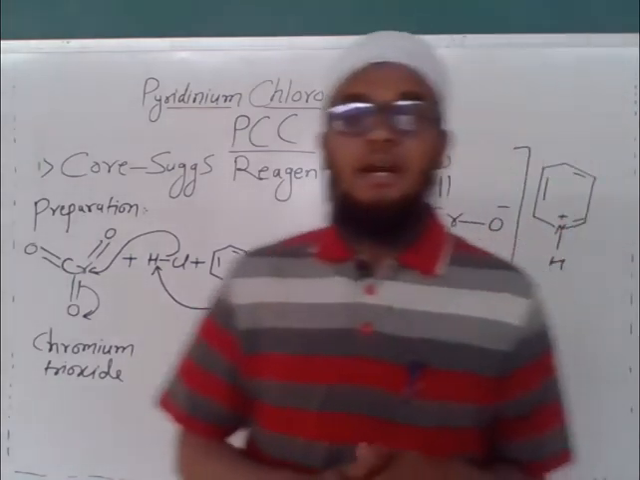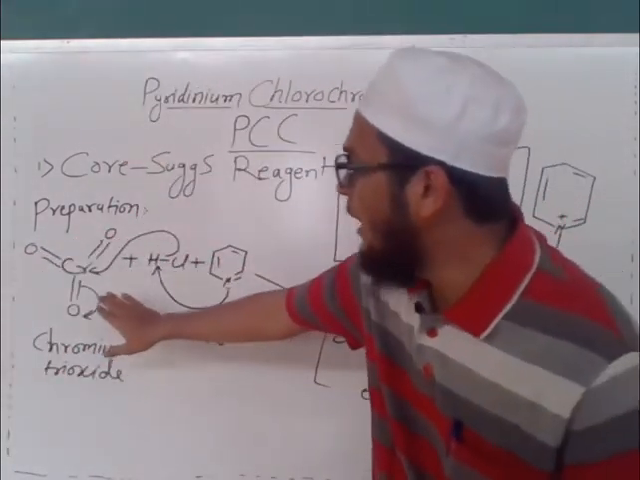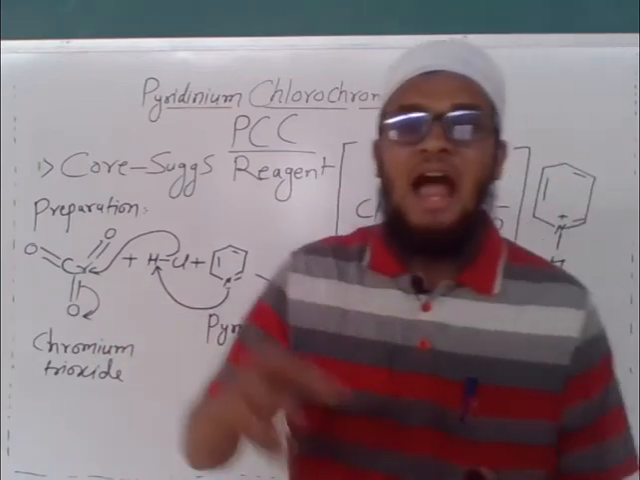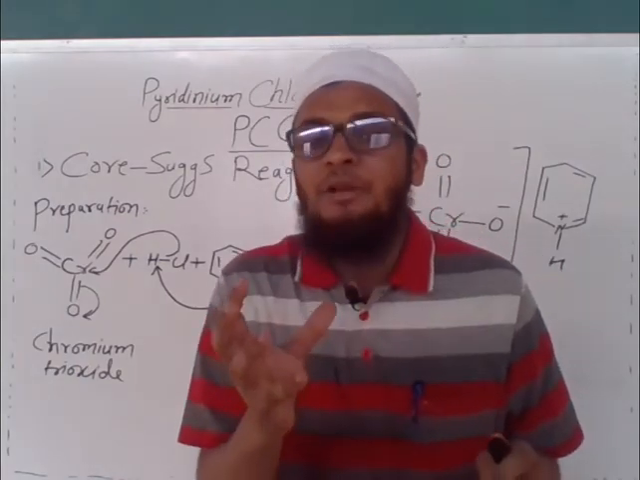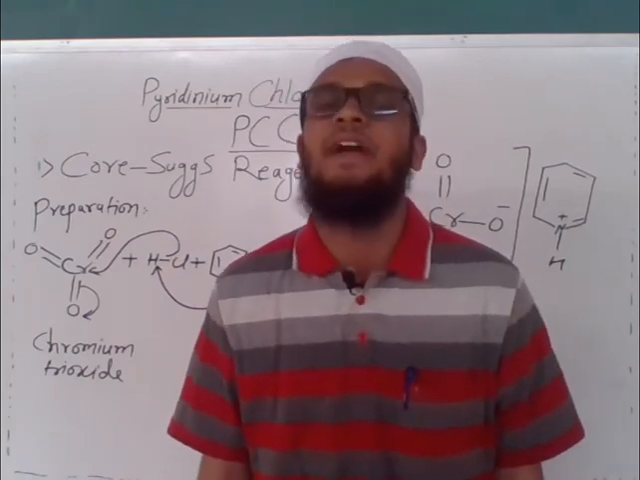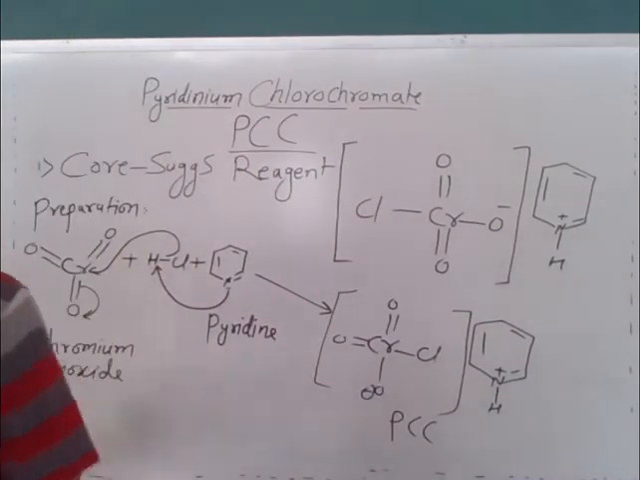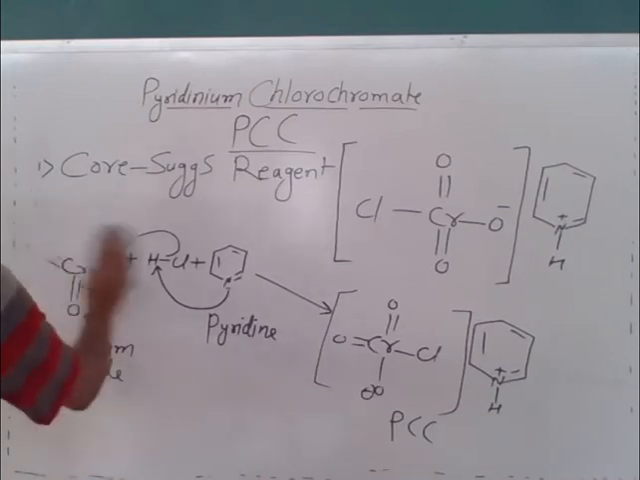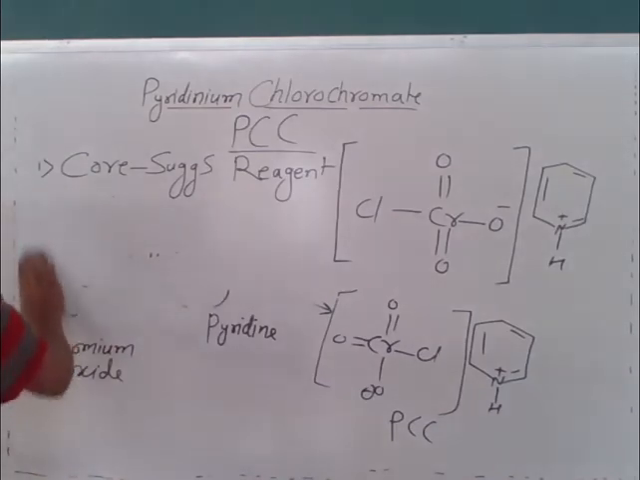Now practically, how will we prepare it? We'll dissolve this chromium trioxide in hydrochloric acid, and then we'll add pyridine, and a solid material will form. That solid material will be our reagent, that is PCC, pyridinium chlorochromate. Next we'll move toward its use, its applications.